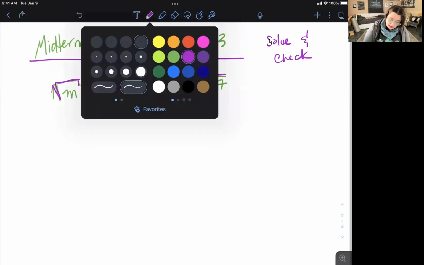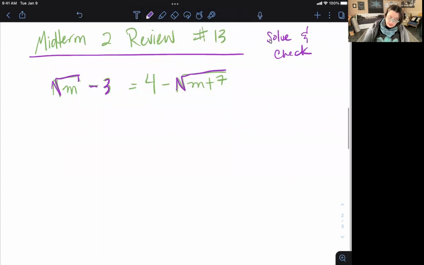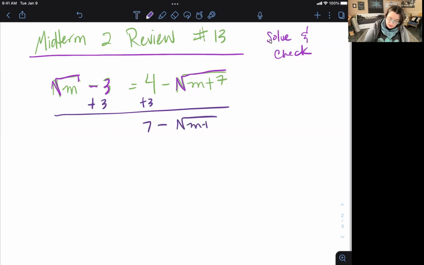In the problem that I got sent to me, the first step that you did, and I would be really careful here because the biggest mistake that people make is with positive and negatives. So the first thing you did was I knew that you added 3 to both sides because I saw you got 7 minus the square root of m plus 7. And then over here, that helped isolate that square root of m.